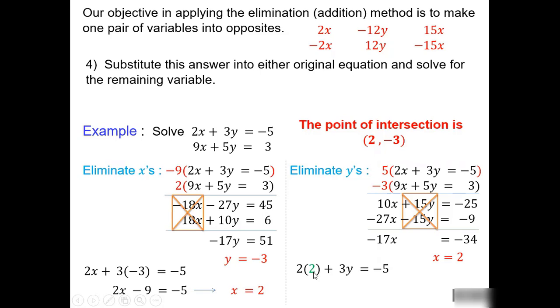So when I plug in 2 for x, I get 4 plus 3y equals negative 5. Subtract 4 and divide by 3, and we get y equals negative 3. So notice that by eliminating the x's first or the y's first, we're always going to get the same point of intersection. And we can always tell whether or not we're correct in our system of equations by plugging the point of intersection, the x value and the y value, into both equations separately and solving.